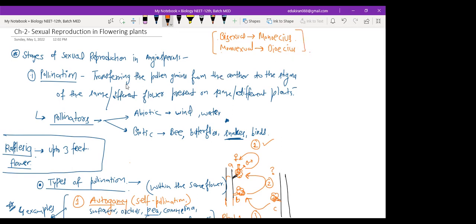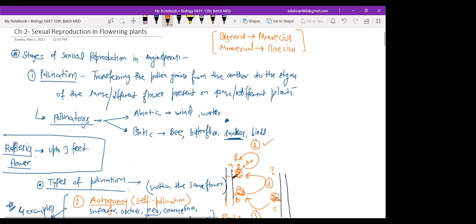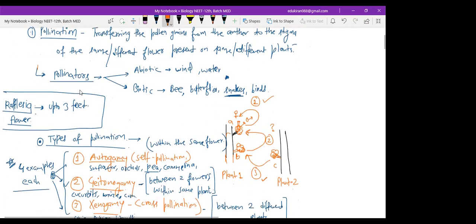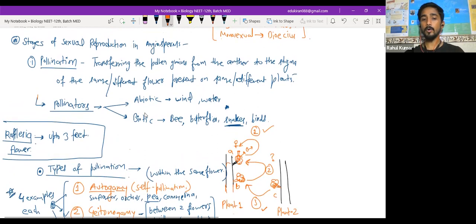The concept we use for plants. Now, if it is a bisexual flower, it has both the organs, male and female, then the pollination can be of different types depending on what kind of flower is present on that plant. You understood pollination, and you also understood that there are agents that carry out this process, called pollinators. Pollinators could be abiotic, which is non-living, or biotic, which is living. Abiotic are wind and water, and biotic are bees, butterflies, snakes, birds, etc.